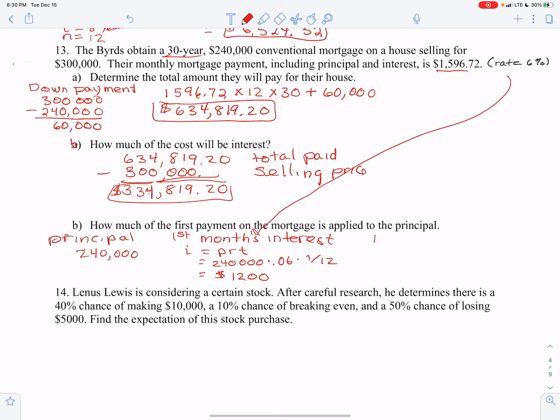So the principal payment, that is the amount of that first payment that's used to reduce the principal, to reduce the $240,000. We'll take their payment, the monthly payment, the $1,596.72, and the bank's going to collect their interest right up off the top. So after they take their interest out, the $396.72 that's left over is what's used to reduce the balance.